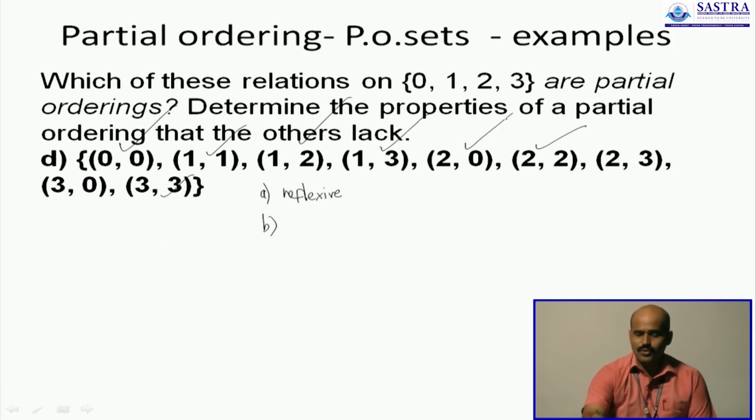For 2, 0, 0, 2 is absent. For 2, 3, 3, 2 is absent. For 3, 2, 0, 3 is absent. For 3, 0, 0, 3 is absent again. Therefore, you will see that it is actually antisymmetric.